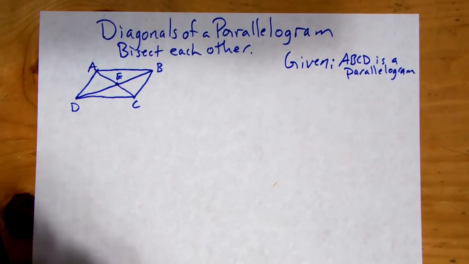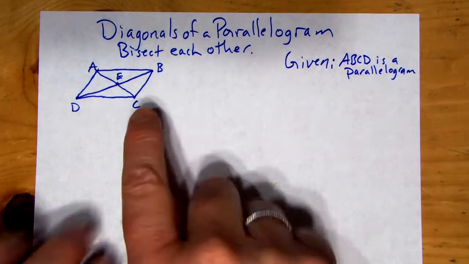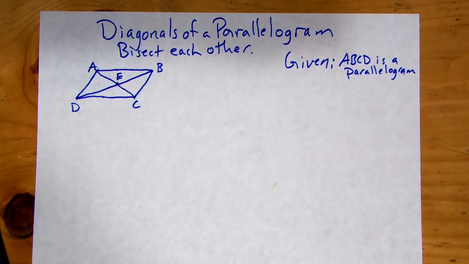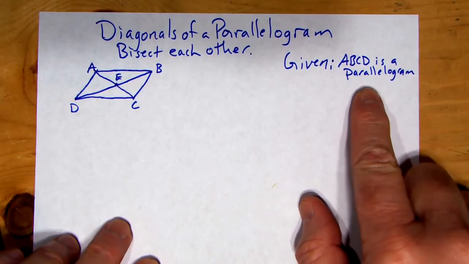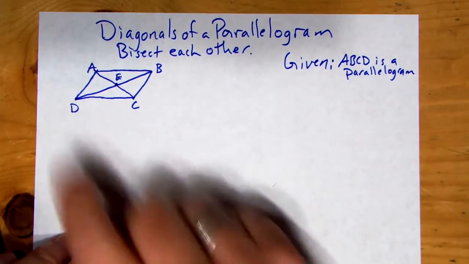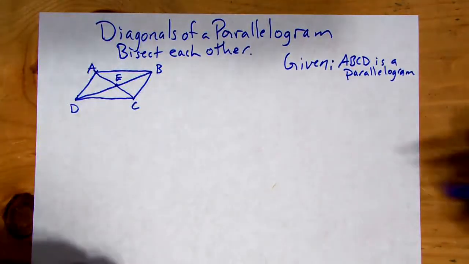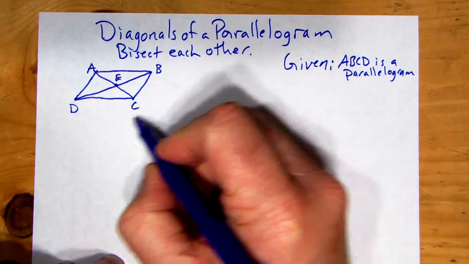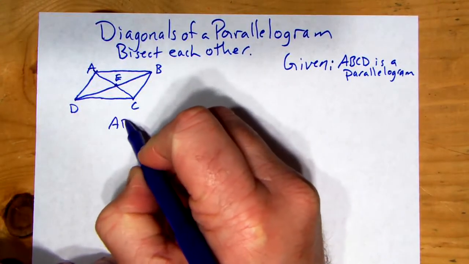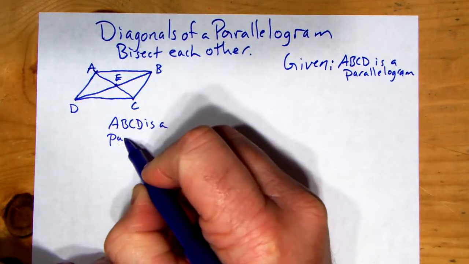Alright, so this will be our proof of diagonals of a parallelogram bisect each other. So here we have our beginning picture, and from the statement, what we can draw as a given is that ABCD is a parallelogram. So remember, always want to start with your givens. ABCD is a parallelogram.